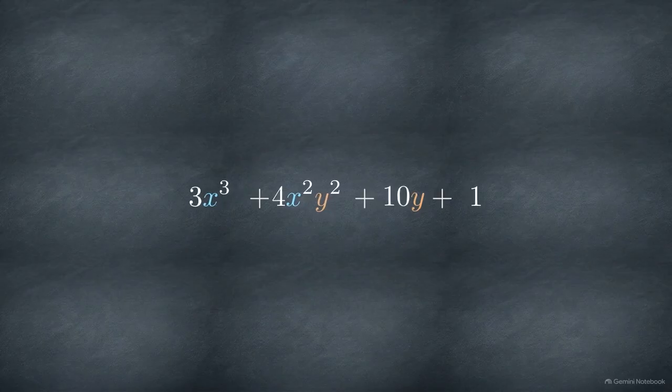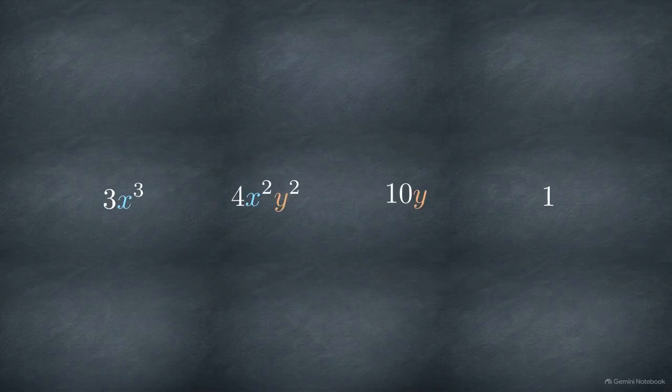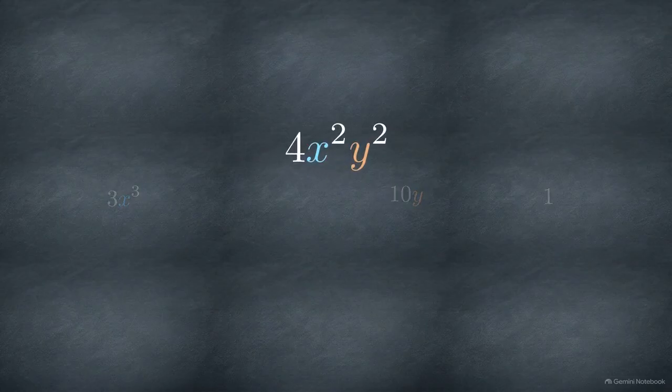To find the degree of this specific expression, we cannot evaluate it as a single block. Instead, we must deconstruct it using a rigid, bottom-up mathematical hierarchy. We start by pulling focus away from the whole equation and isolating its most complex single term, 4x squared y squared. The absolute base level of our hierarchy is the degree of a single, isolated variable within a term.